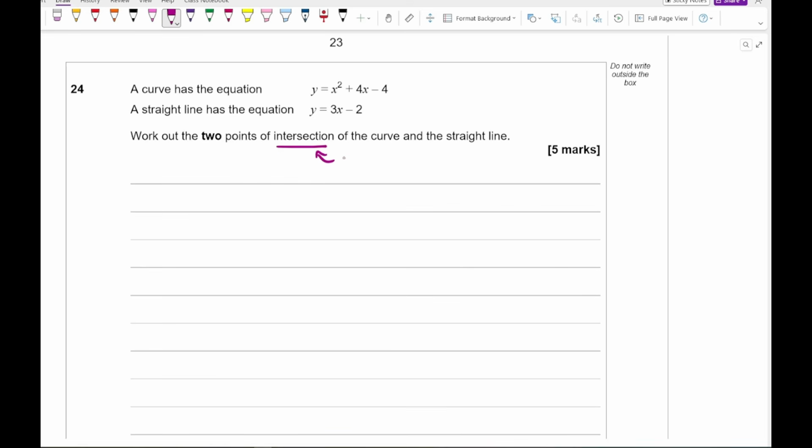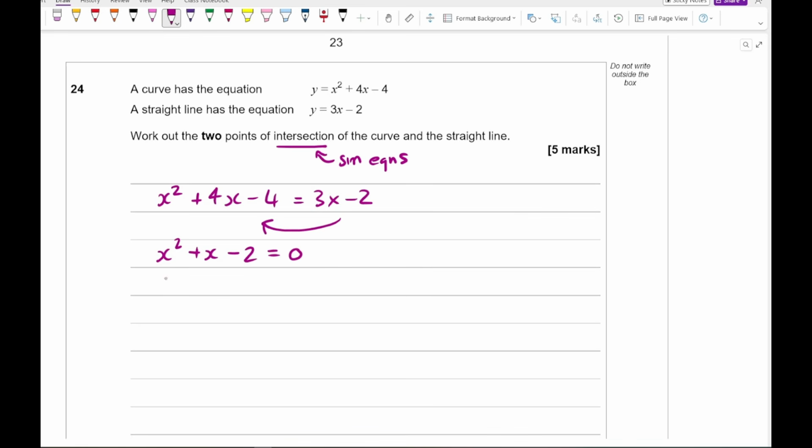Now, whenever you see the word intersection, you want to think simultaneous equations. So what we need to do is substitute one equation into the other. Because they both equal y, I can make the two equations equal to each other. So what I end up with is something that looks like this. Then if I take all of this over to one side, because it's starting to look like a quadratic, we get x squared plus x minus 2 equals 0.